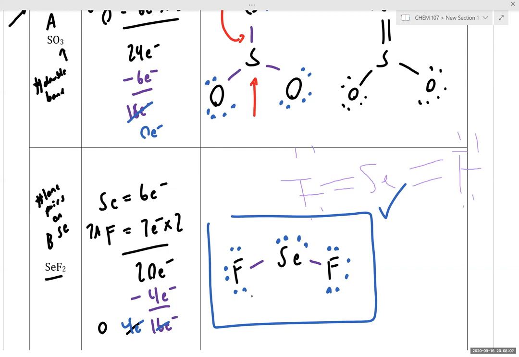That structure would have too few electrons. So your Lewis structure should have the same total number of valence electrons, so bonding and lone pair electrons, as the total valence electrons for all of your atoms. Okay, thank you. Perfect. Any other questions that I can address?